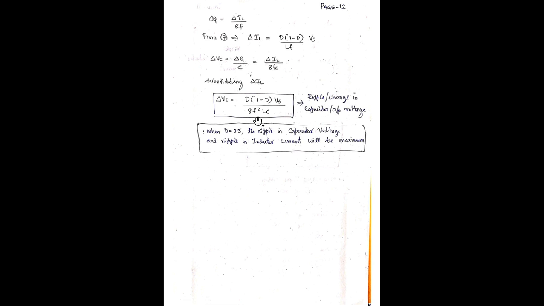That is the expression for ripple or change in the capacitor voltage or output voltage. And when D is equal to 0.5, the ripple in the capacitor voltage and the ripple in the inductor current will be maximum. If we give D equal to 0.5 in ΔIL or ΔVc, the ripple in capacitor voltage or inductor current will be maximum. So these are all things about the buck converter. These are all things we have seen for the buck converter.